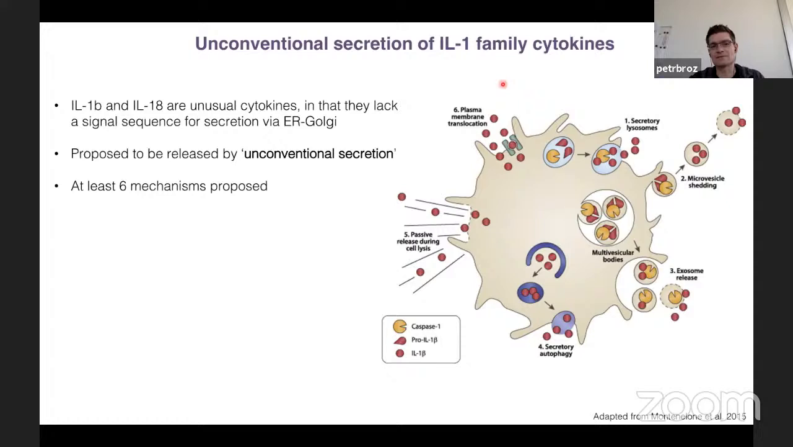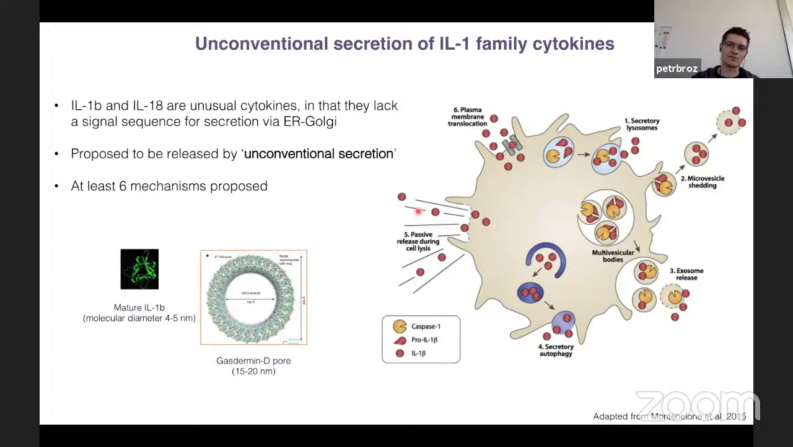And it now emerges from the data that have been gained on the inflammasome and gasdermin D that probably this release mechanism could be directly through the gasdermin D pore. So the mature IL-1, after it's cleaved by the caspase, is very small, 4 to 5 nanometers, and the pore has a large diameter. So indeed, in theory, it's possible that IL-1 is released directly through the pores.